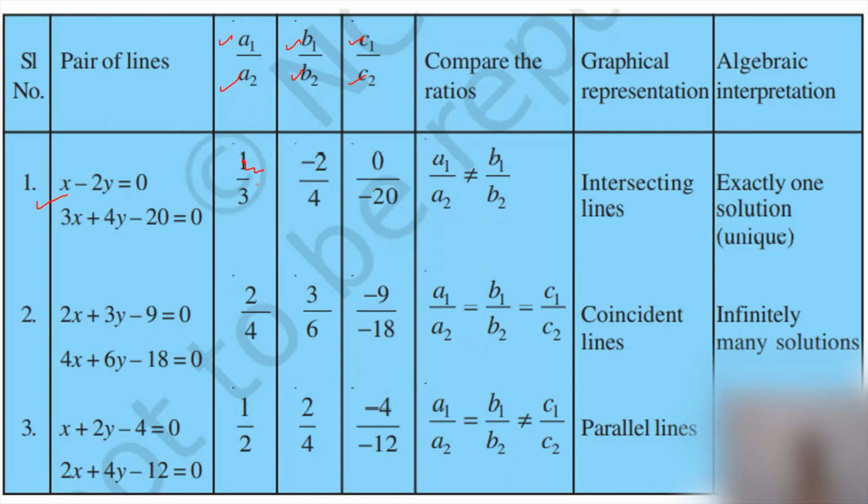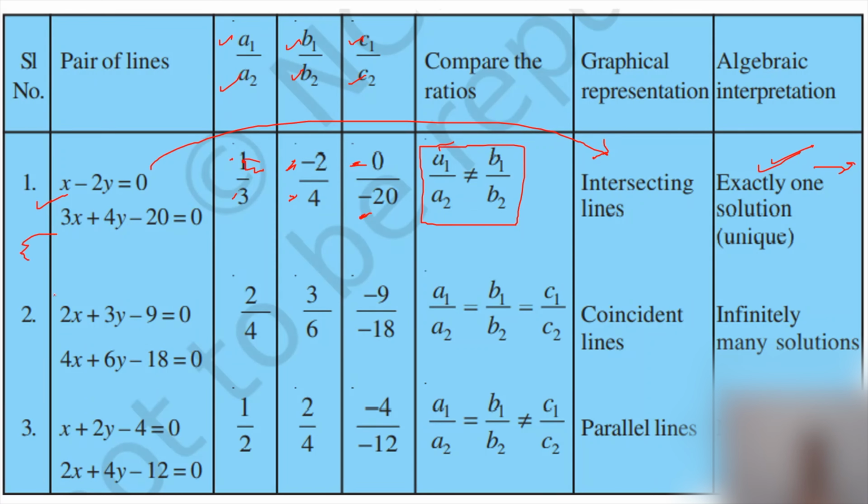If we observe the first case, this is 1 by 3, this is minus 2 by 4, this is 0 by minus 20. Here we can see that a1 upon a2 is not equal to b2. And in the first example, we got the graph as intersecting lines, which says exactly one solution.